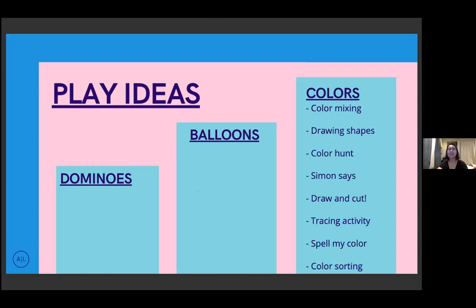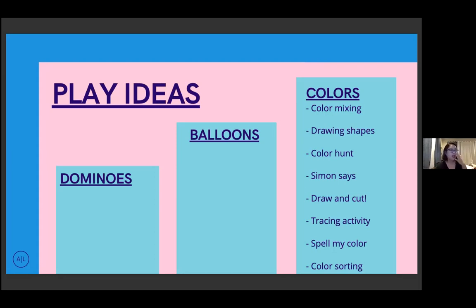Okay, colors with crayons, paint, any coloring material. You can do color mixing, just like with the balloon that I said earlier. You can put one layer on top of the other and see what the color becomes. Drawing shapes. You can draw shapes, make robots. You can cut them, introduce the cutting or the use of scissors. You can also glue them, make an artwork.